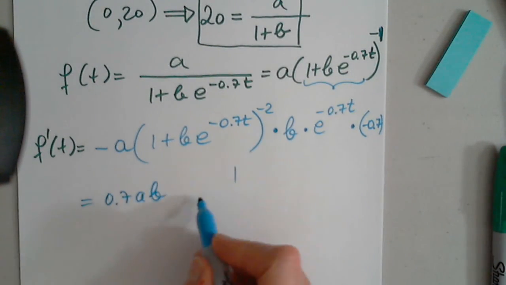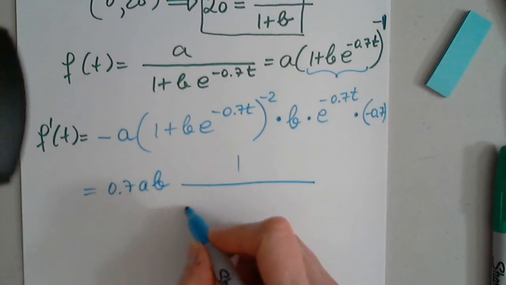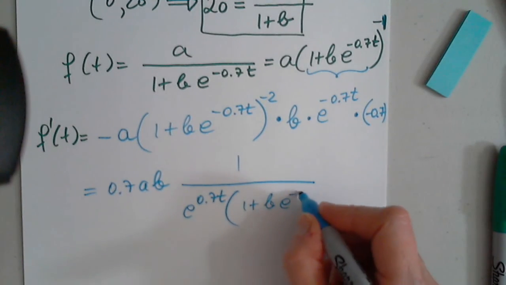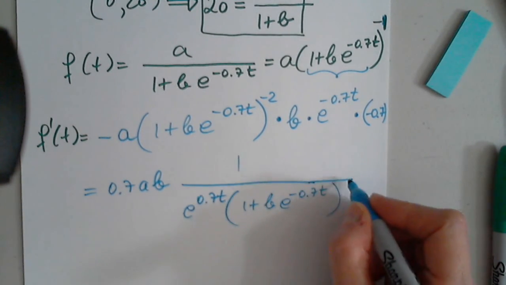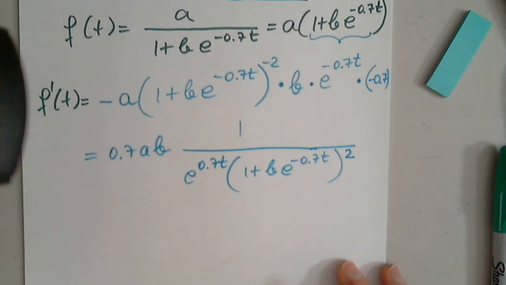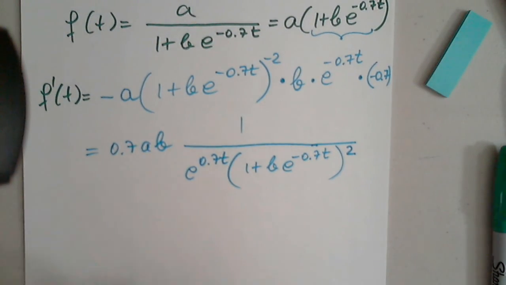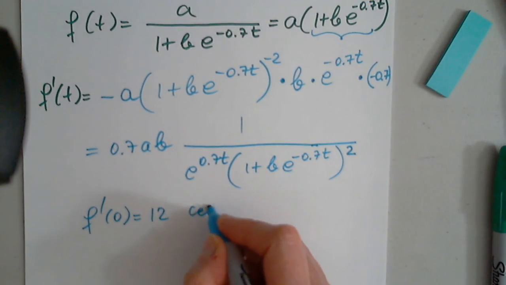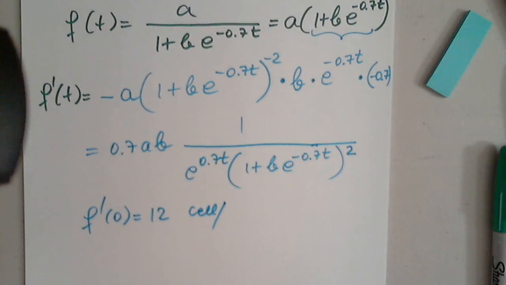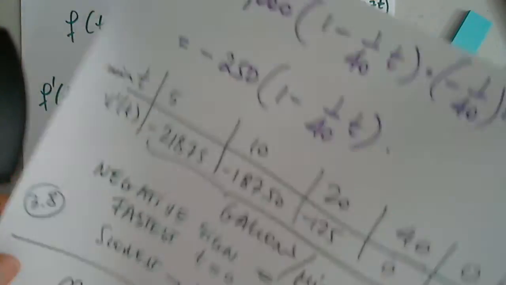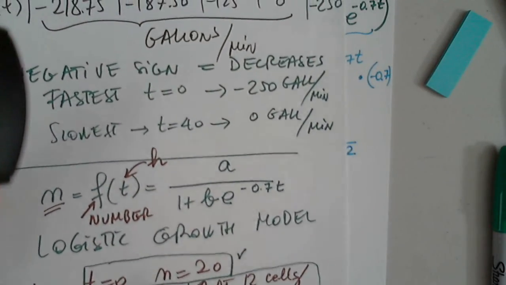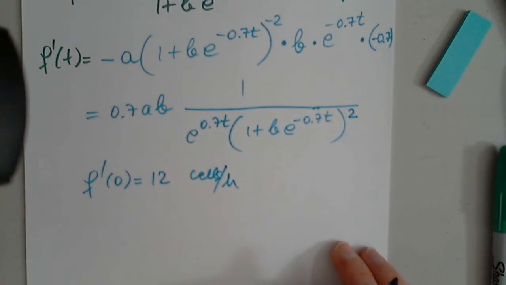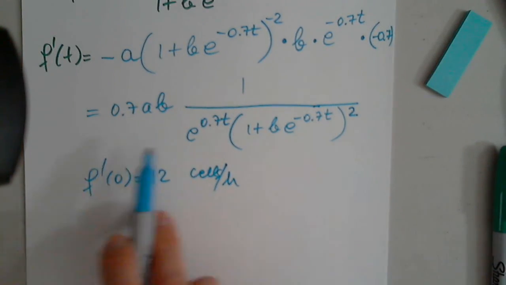These two will go to the denominator: e to 0.7t and (1 plus B e to negative 0.7t) to the second power. I'll stop right now, but I am told that f prime of 0 equals 12 cells per hour. So that's where we're going to take it from.